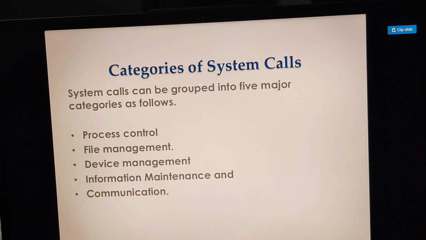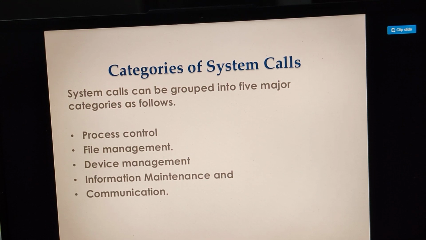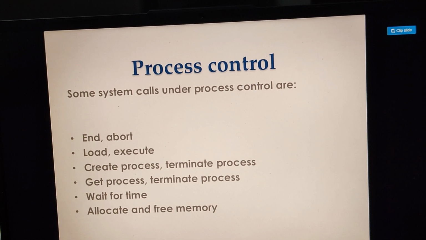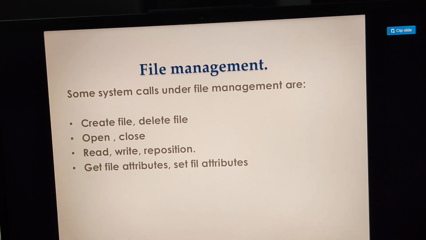Categories of system calls. System calls can be grouped into 5 major categories as follows: process control, file management, device management, information maintenance, and communication. Process control. Some system calls under process control are end, abort, load, execute, create process, terminate process, get process attributes, wait for time, allocate and free memory.